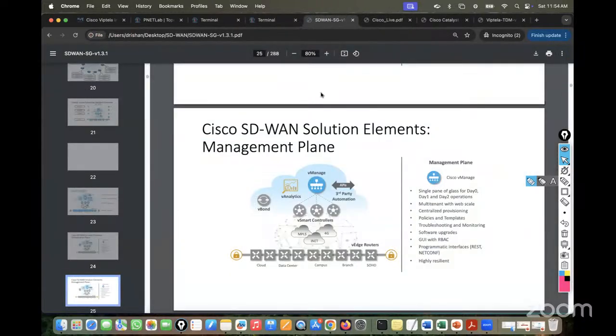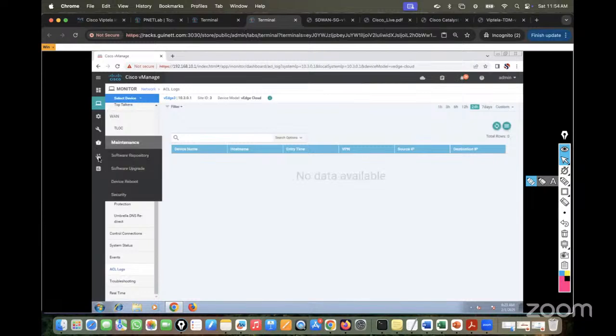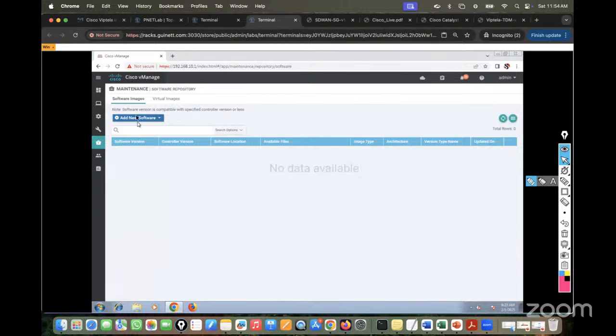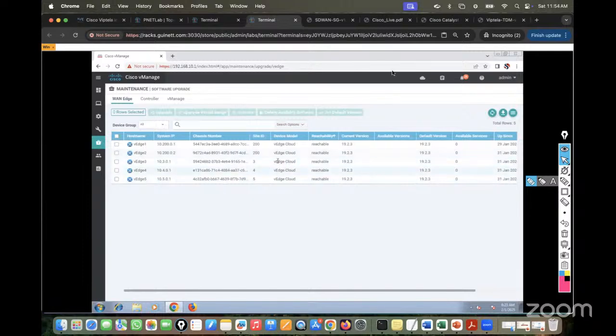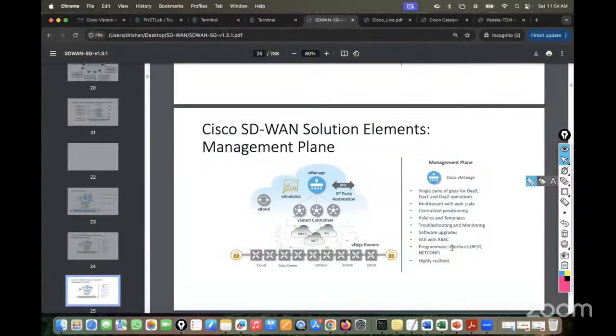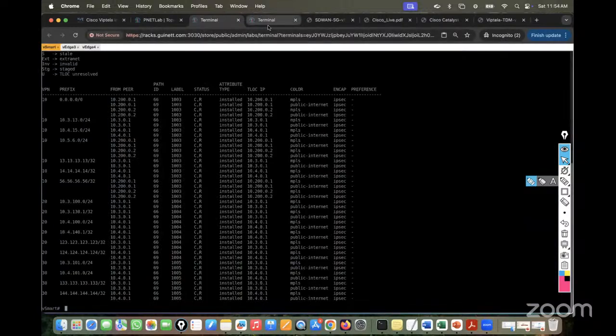If you want to do the software upgrade, we'll do that later. You have the software repository, where we can do the software image upgrade for any device I want to upgrade. I just have to click and do the upgrade. If I want to do something role-based, like different credential creation, that is also possible.